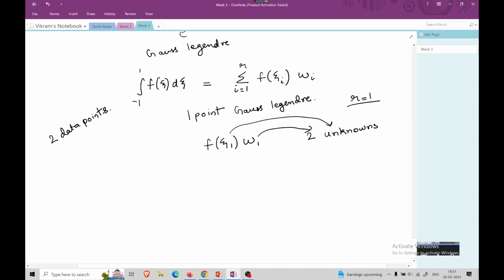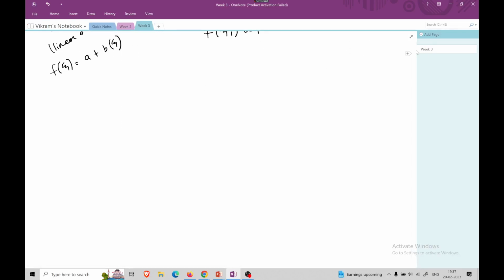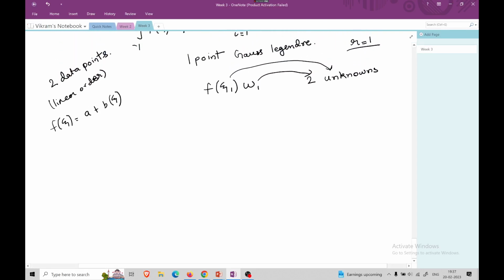So between two data points you can have a linear order. That linear order f of eta, I am going to represent as a plus b times eta. Sorry, this is again not epsilon, it is eta. So a plus b times eta. So the integral from minus 1 to 1 is equal to f of eta 1 into w1.